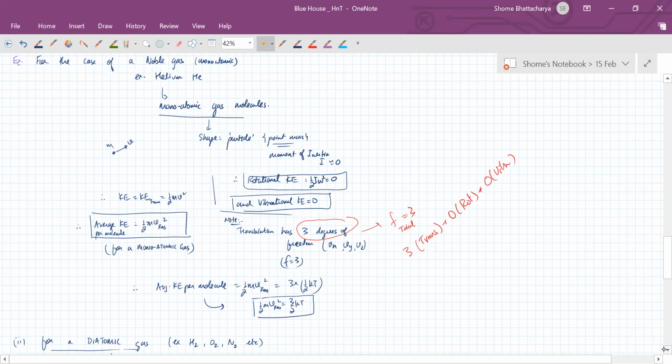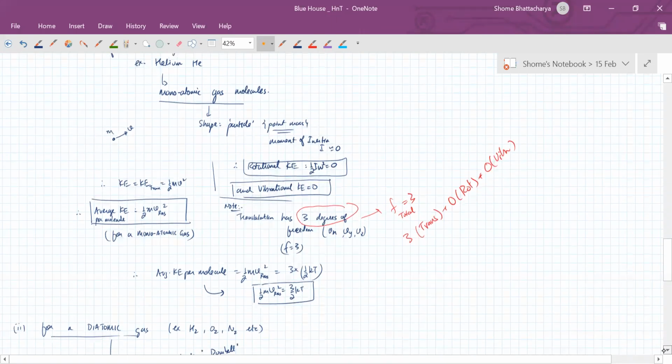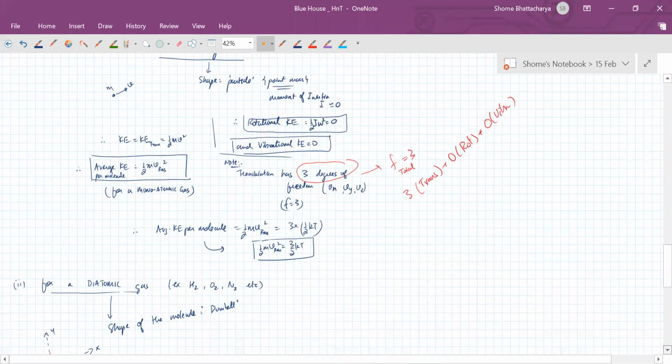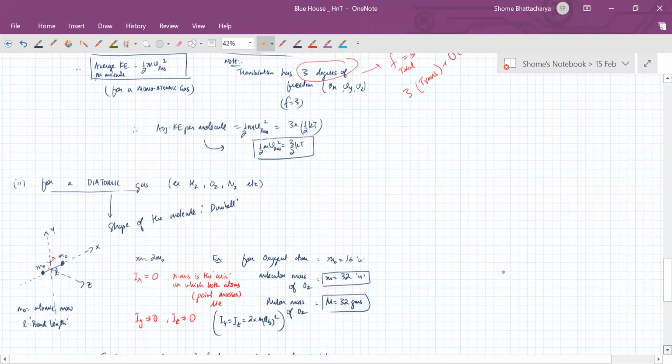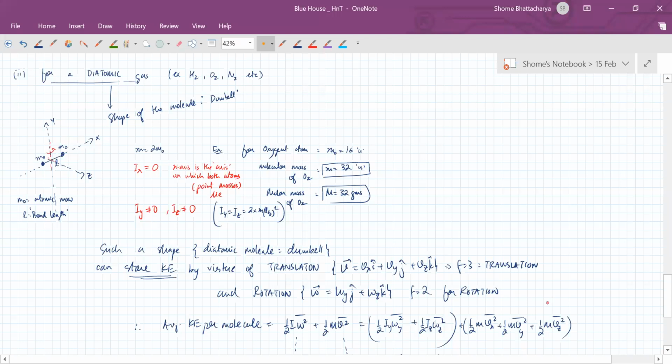Okay. But whereas when we came to the case of the diatomic gas molecule, I haven't discussed about vibration. I'll come to that, but for now, just understand that there is no vibration. So the total degrees of freedom is becoming degrees of freedom for translation plus degrees of freedom for rotation. Okay, which is 3 plus 2, 5. There is none for vibrational.